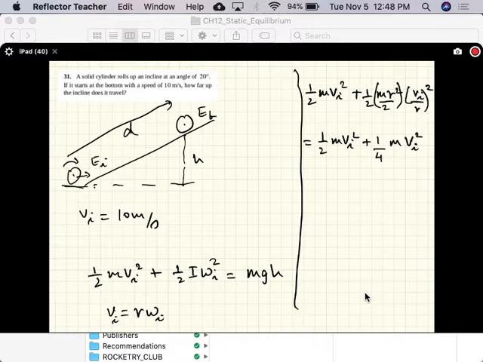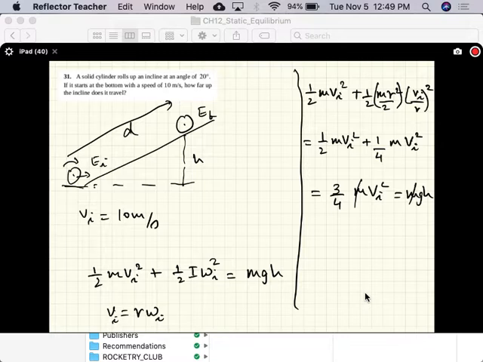What this is saying is, this is the translational kinetic energy, and this is the rotational kinetic energy. And you see the rotational kinetic energy is 1/2 of the translational kinetic energy. So if it has $100 in translational kinetic energy, it has $50 in rotational energy. That's what that is saying. And that's equal to 3/4 m v_i squared, and that should show up as mgh.